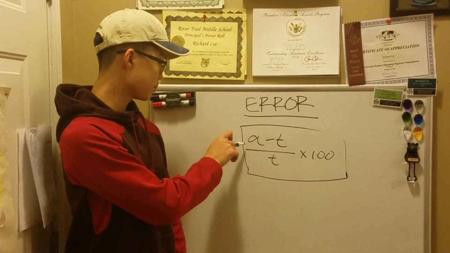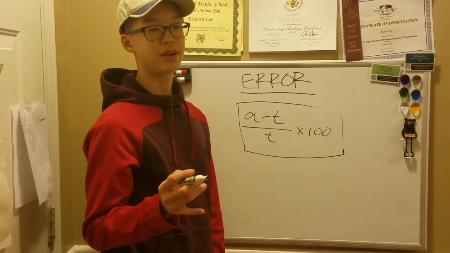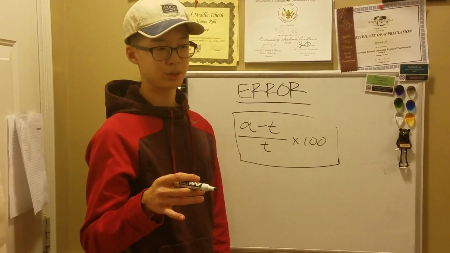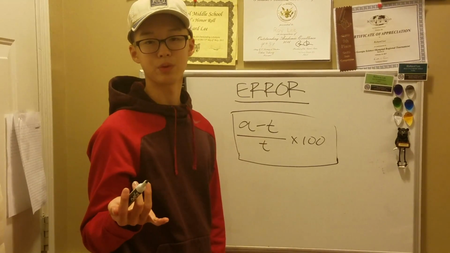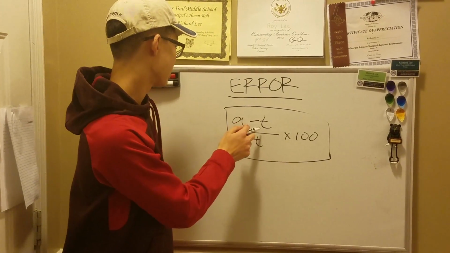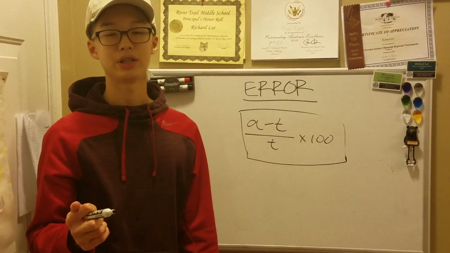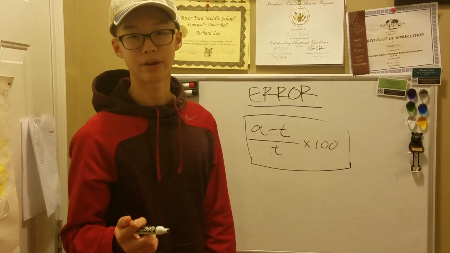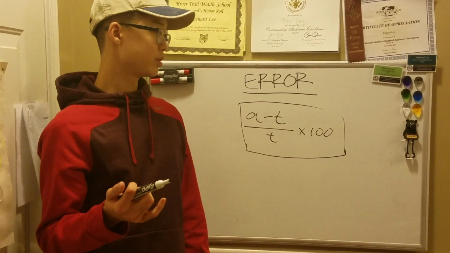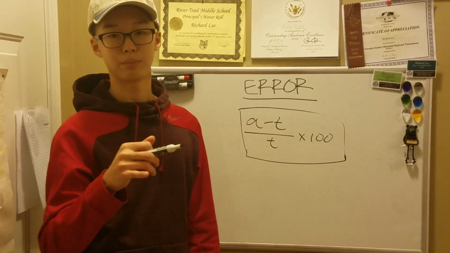A right here is the actual value you got. Let's say you did a lab and you got 0.8 grams of a substance as the end result. Well, that would be your actual value because that's what you actually got at the end of the lab. And the T right here and here, these T's represent the theoretical value. So basically what you're supposed to get theoretically by the end of the lab. Let's say in the lab, you're supposed to get exactly 1 gram of the substance.